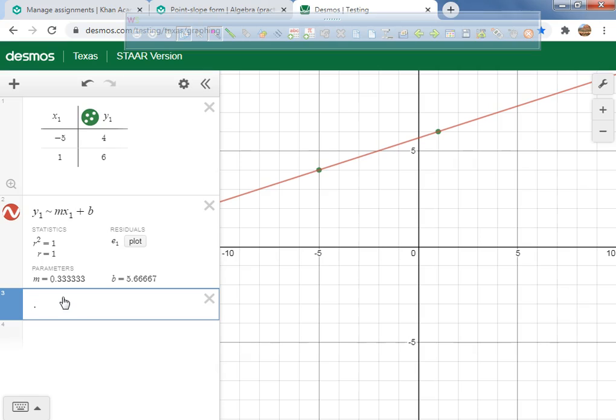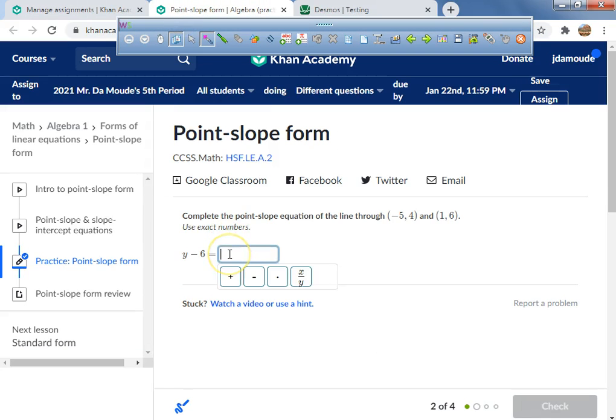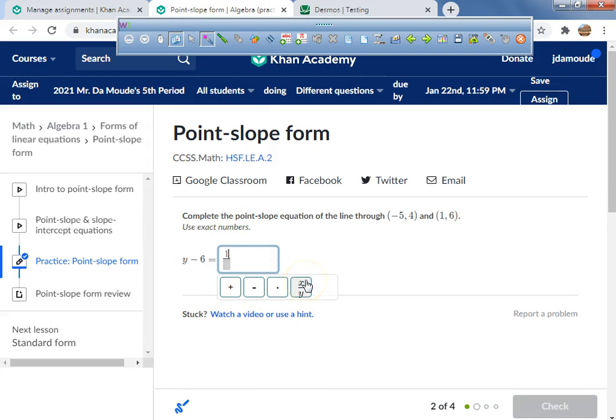So what we have to do is type in 0.333, and we've got to keep going until we see this pop up, and then it converts it to the 1/3. So that allows me to go over here and simply type in my little fraction. I type in a 1, I type in a 3, I go over here, I put in x minus 1, and I'm done.